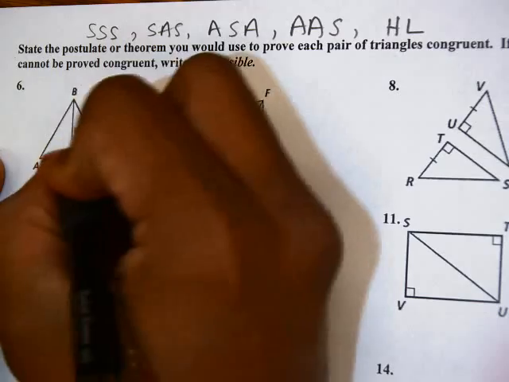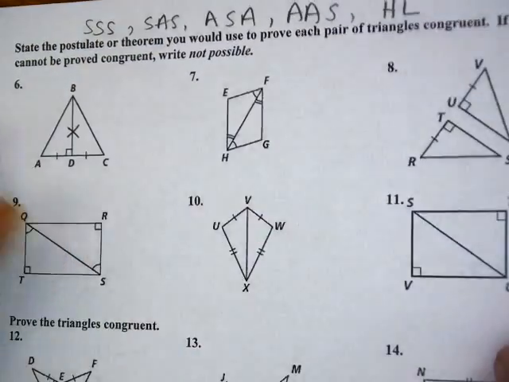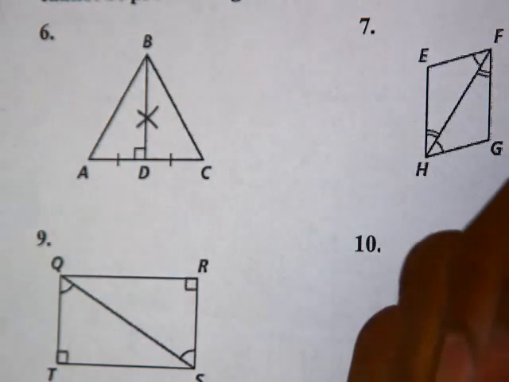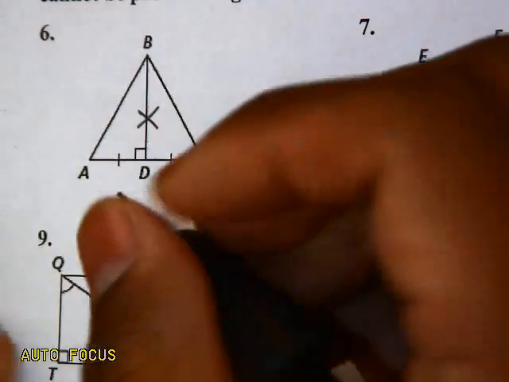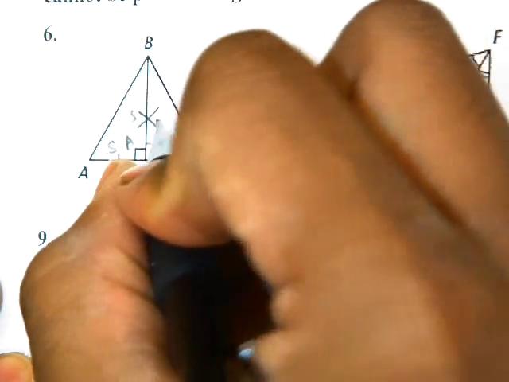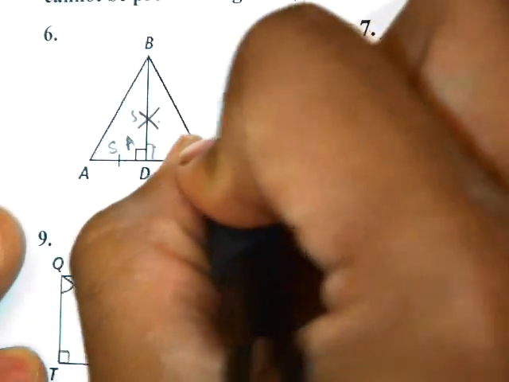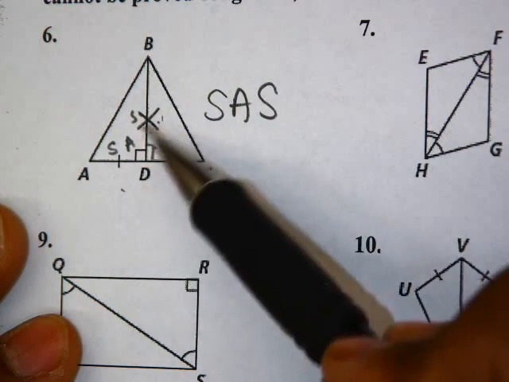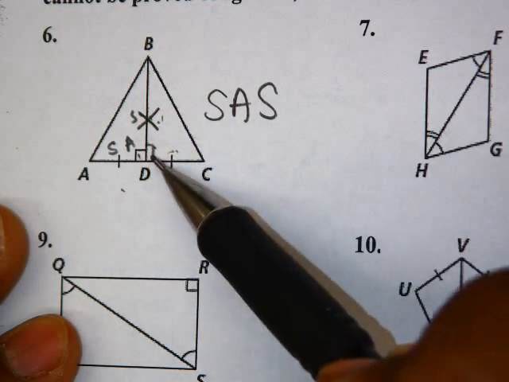So number 6, I know these sides BD is congruent to BD, so that's reflexive. And so I have this side marking, this angle marking, and this side marking. So this side marking, angle, and side. So these two triangles are congruent by side, angle, side. Two sides and the angle in between.